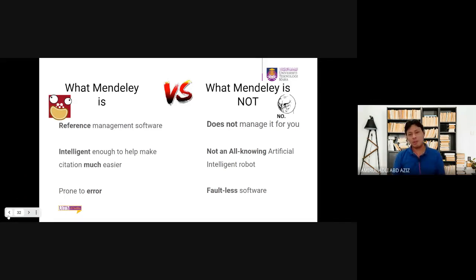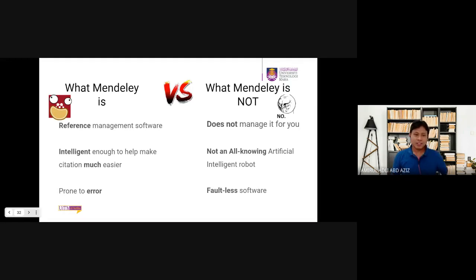Okay, so I'm going to tell you a little bit about Mendeley. Mendeley is a reference management software. But you have to know what Mendeley does, and what it does not. Mendeley is a reference management software, but it does not manage it for you. You are the manager. Mendeley is just a mere tool.